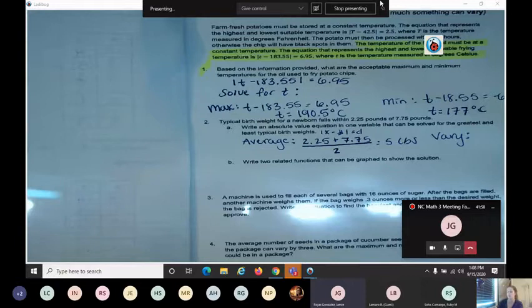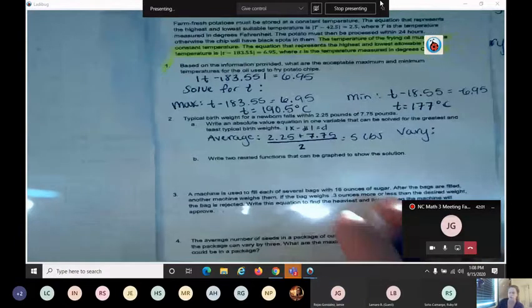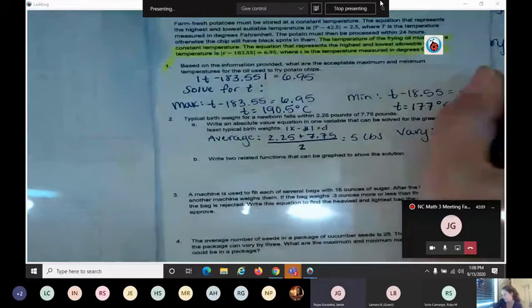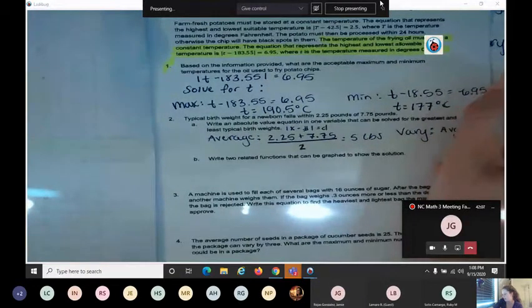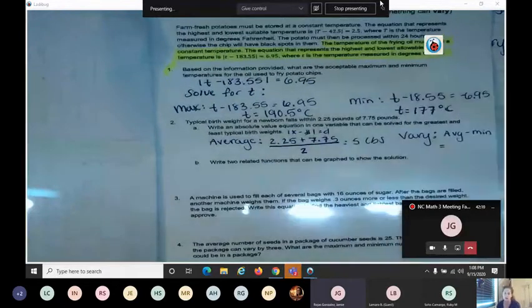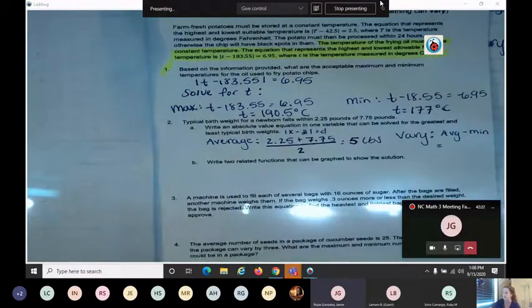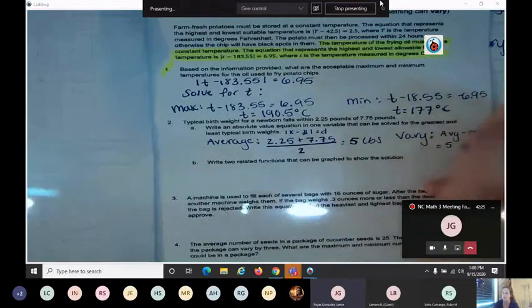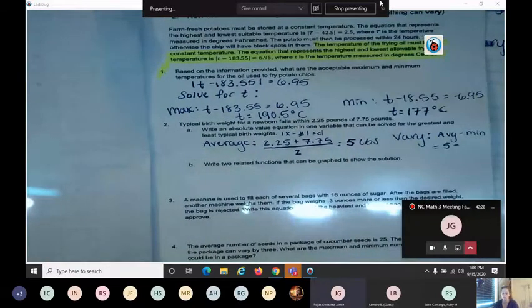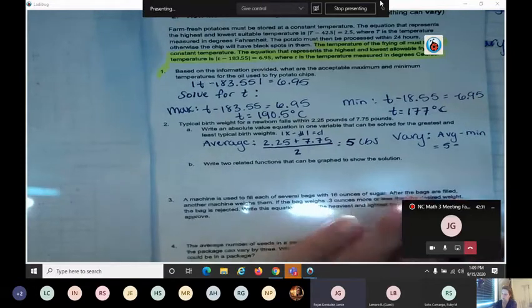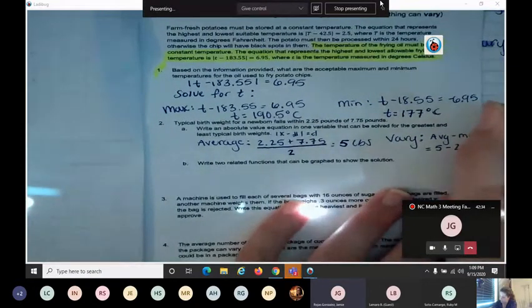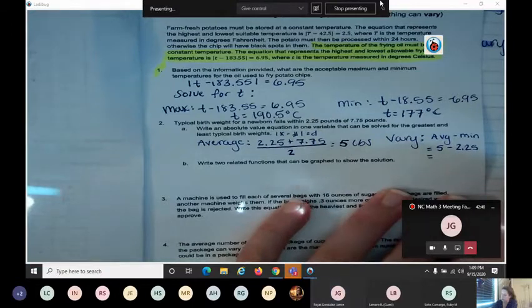Yeah. So we're gonna take our average and subtract our minimum. So what numbers am I gonna get here? What did we get as our average? 5. Yeah, and what's our minimum value? Around 2.25. Uh-huh. And when we subtract these values, we should get 2.75.